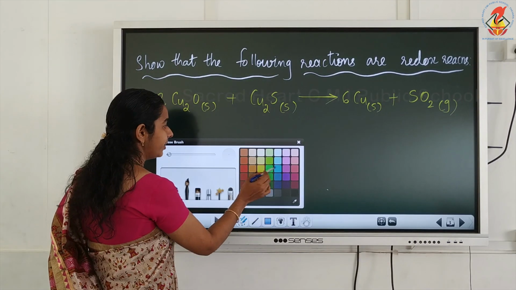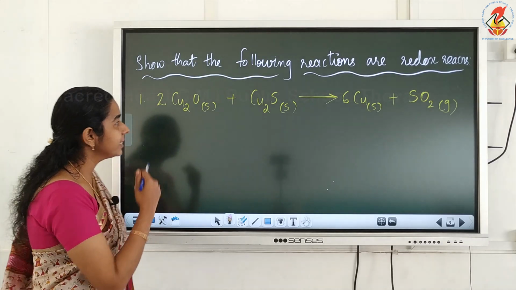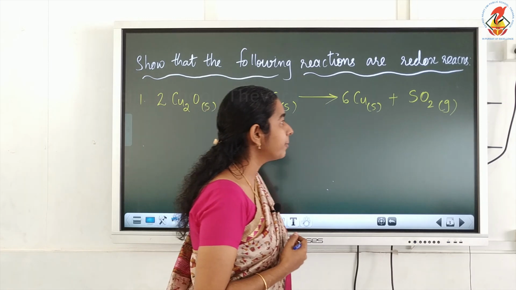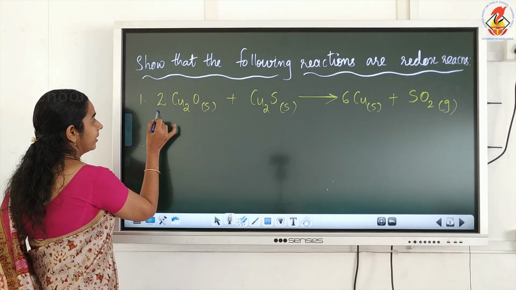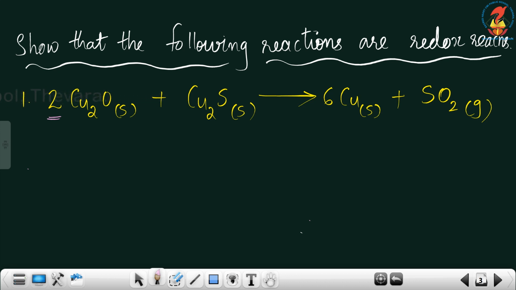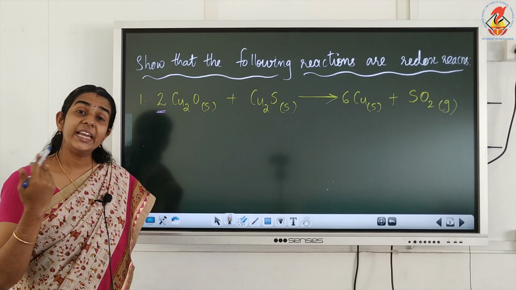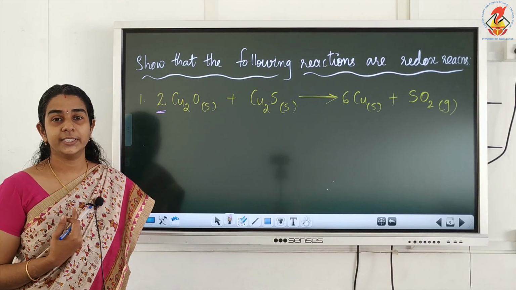Now, see the given equation here. It is 2Cu2O solid plus Cu2S copper sulfide solid giving 6Cu solid plus SO2 gas. Now, when we assign the oxidation number, what are these numbers known as, the 2 which is written on the left hand side along with the formula? These numbers that we write on the left hand side along with the formula are known as stoichiometric coefficients.